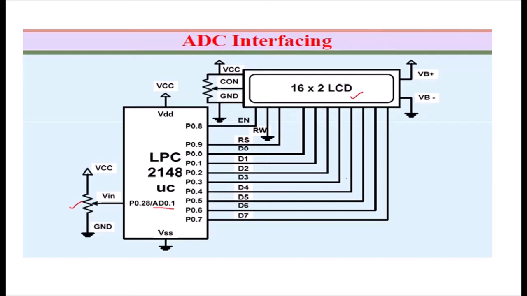Here the LCD is interfaced with D0 to D7 as the data bus of the LCD. The ADC output may be 10 bits, but we are sending only the lower 8 bits to this LCD. This is the register select terminal, the read write terminal, and the enable terminal. So to display this output, we can interface an LCD, or you can display the output on LEDs also.